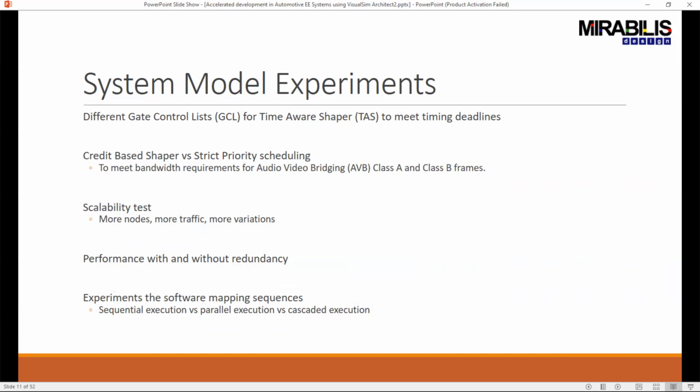Then the performance with and without redundancy. When we add redundancy into the system, a set of resources will be dedicated in case the previous set of resources undergoes some failure or becomes faulty. That affects the performance, but the safety can be guaranteed there. Then we also experiment with software mapping sequences, where we experiment with sequential execution versus parallel execution versus cascade execution.